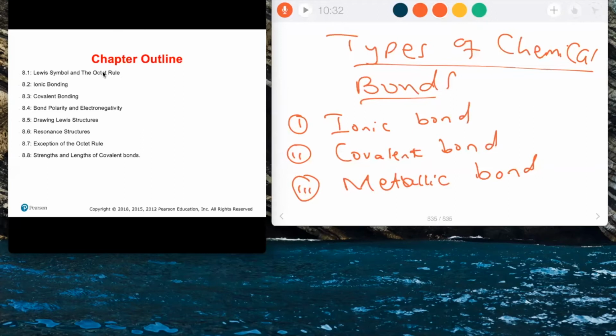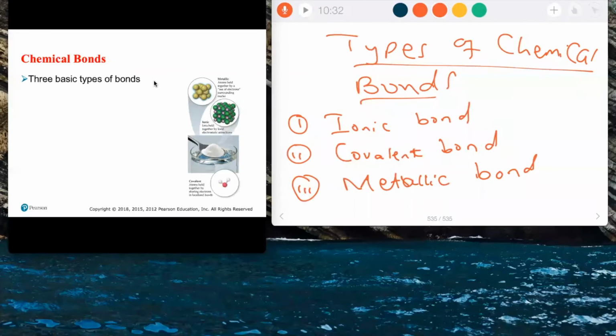Octet rule here states that when elements react, they can either lose valence electron, they can either share their valence electron, so that they end up with 8. We call that octet rule. And the scientist who proposed that is Gilbert Lewis. He was an American chemist, and we'll see that in 8.1. Let's see, I've given you the 3 types of chemical bonds.